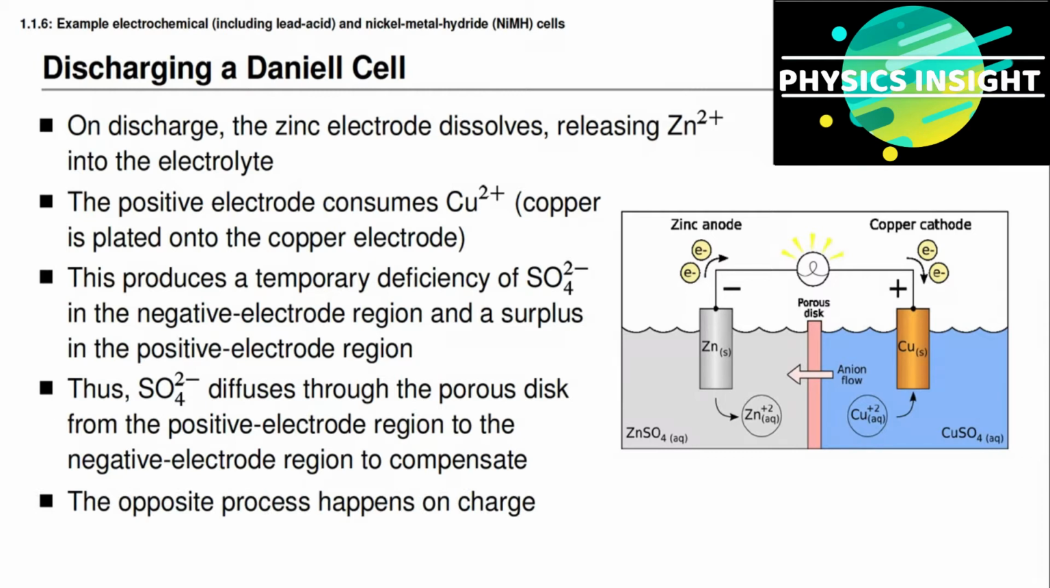And when we're charging a Daniell cell, exactly the opposite happens. That is, copper dissolves from the positive electrode into the electrolyte, and zinc plates onto the negative electrode, and electrons pass through the external circuit in the opposite direction as they are forced to do so by some electronic charging means.